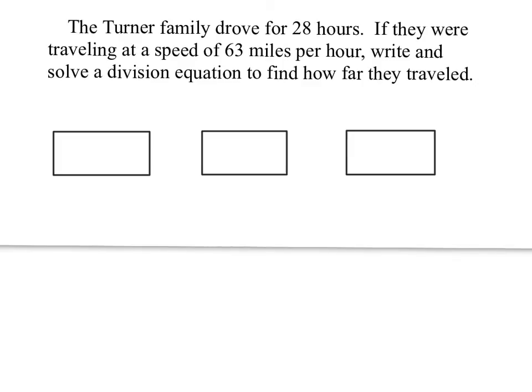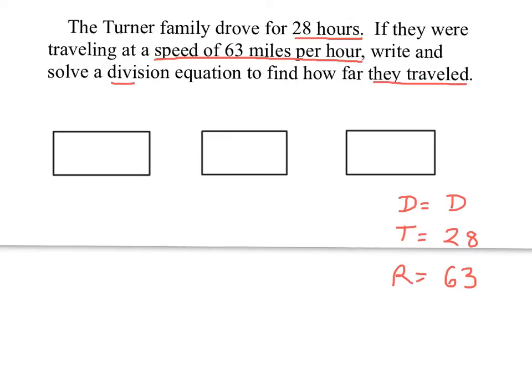So for this example, it says the Turner family drove for 28 hours. If they were traveling at a speed of 63 miles per hour, write and solve a division equation to find how far they traveled. So let's go ahead and list down all the information that we know. So the distance, the time, and the rate. So after reading the problem, it says the family drove for 28 hours. So 28 hours would be our time. And then it says if they were traveling at a speed of 63 miles per hour, there's that word per. Per means rate or r. So 63 goes here. Then it says how far did they travel? Well, I don't know how far they traveled, so I'm going to call it d.